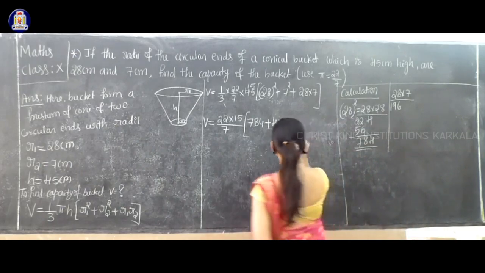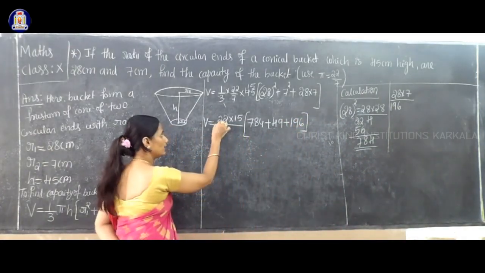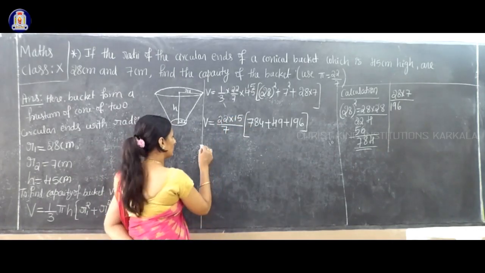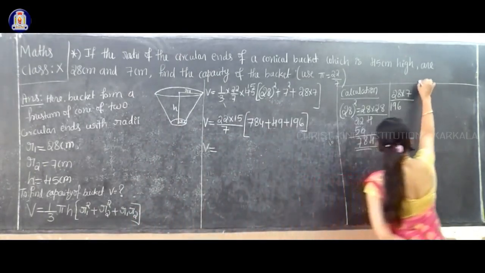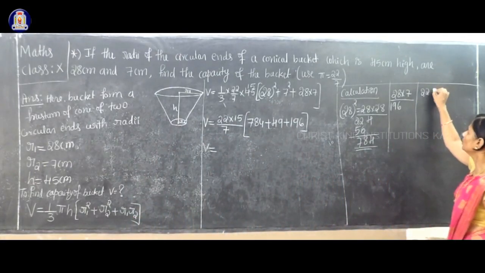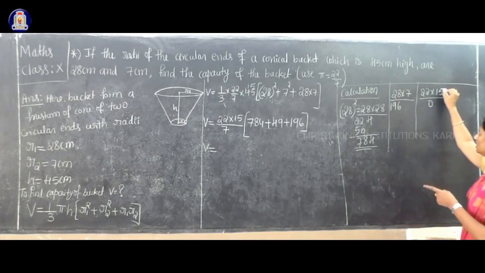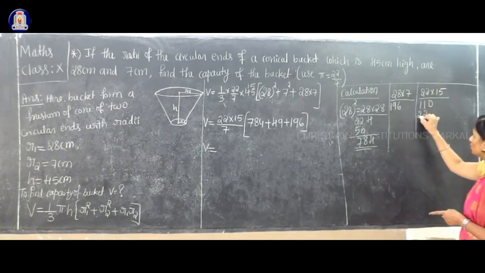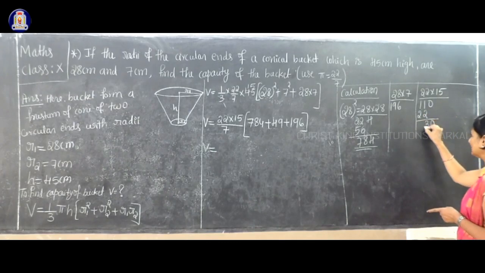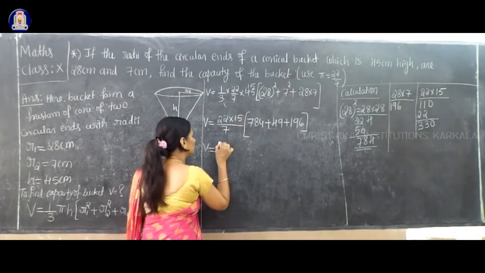196. Correct now? So now next, 22 into 15. So V is equal to 22 into 15. Here, 5 2s are 10, 1 remainder. 5 2s are 10 plus 1, 11. 1 into 2 is 2. 1 into 2 is 2. So how much here? 0, 3, 3. So it is 330. So 22 into 15 is 330.